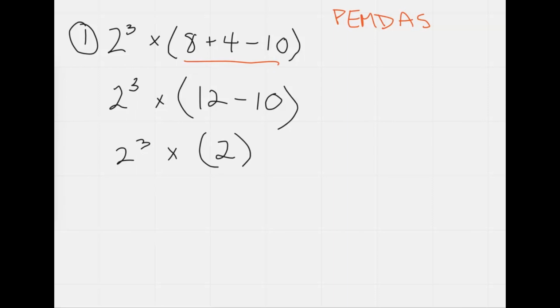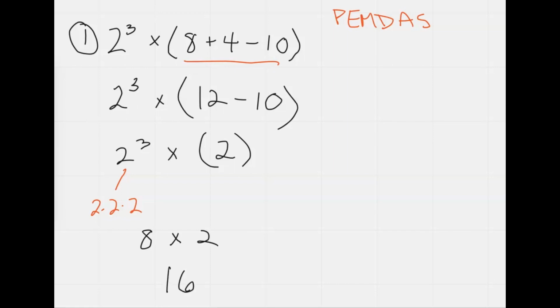Now we can look back at the whole problem and see that we're left with 2 to the power of 3 times 2. Again, we can refer to PEMDAS and see that we don't have parentheses, but what we do have is exponents. So the first thing to solve here is 2 to the power of 3, which is just 2 times 2 times 2. That gets us 8 times 2. So our final answer is 16.